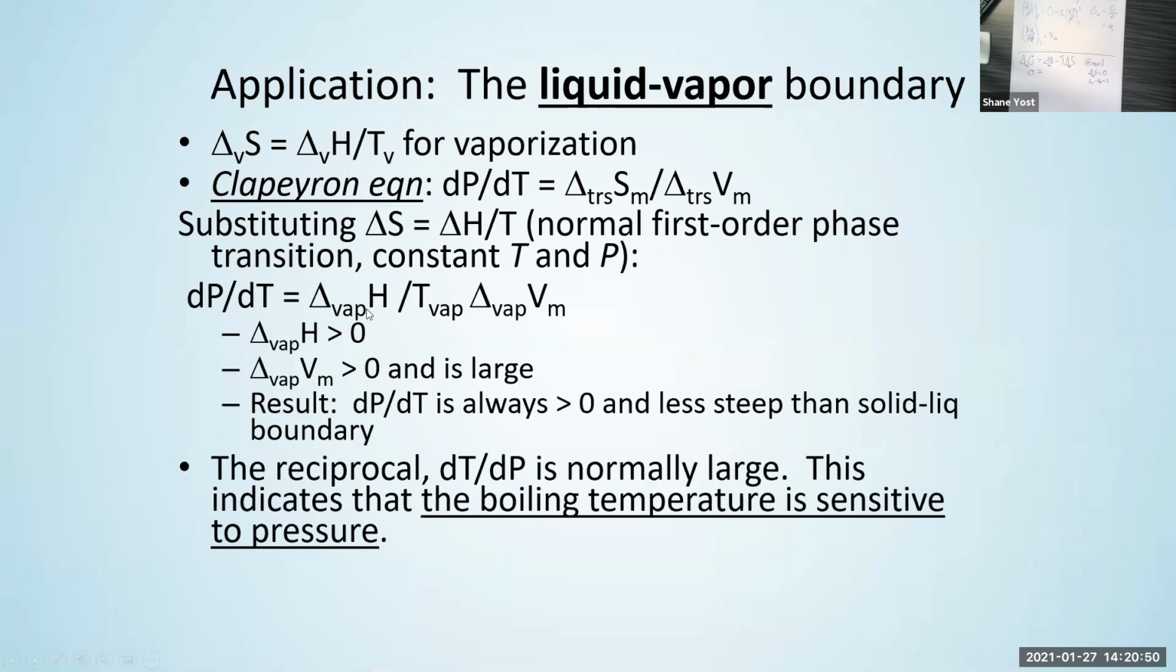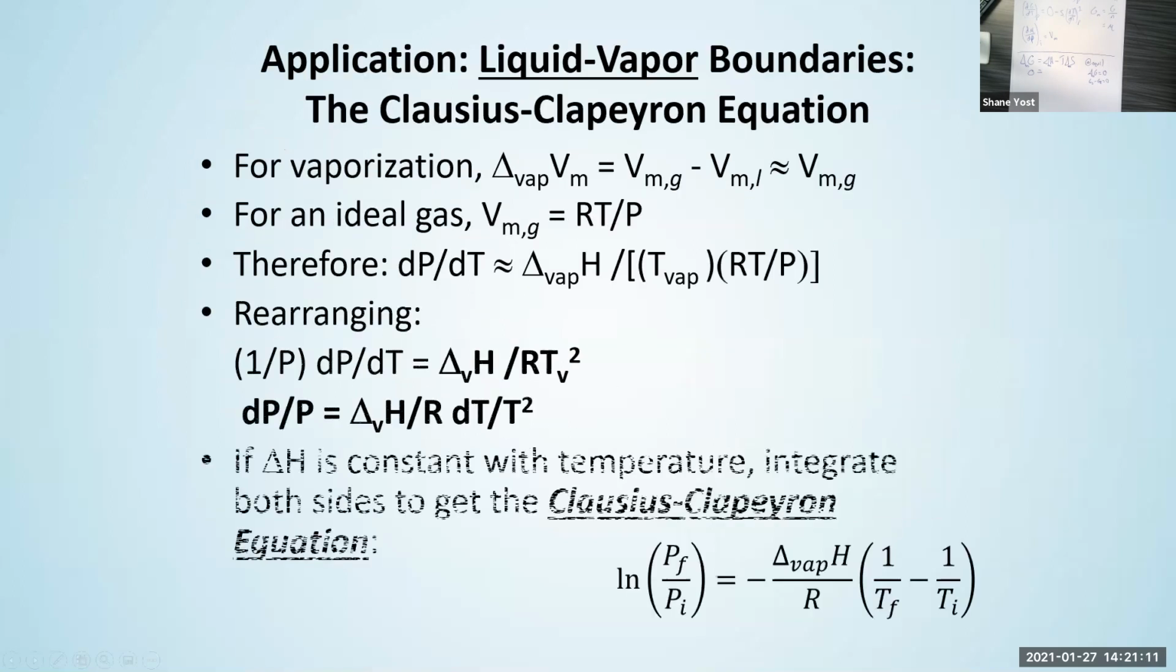And again, this is an endothermic process. It requires energy to convert a liquid to a gas. And the molar volume change is also positive. You have a greater molar volume for gas than you do for the liquid. So the slope is positive, and it's not as steep. If we want to go further and roughly solve for what that equation looks like, we'll get what's called the Clausius-Clapeyron equation.